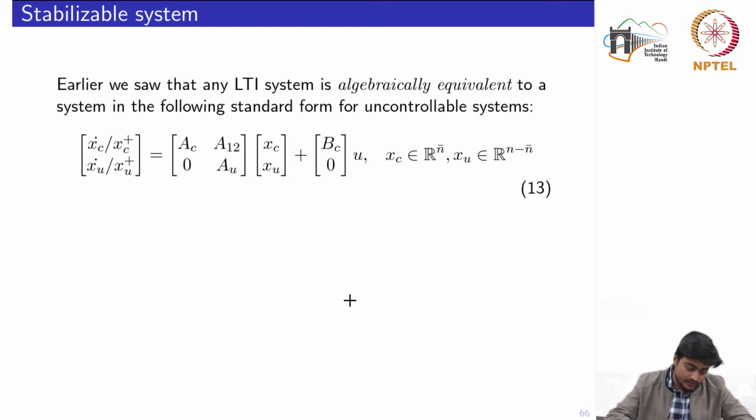Okay. So earlier we saw that any LTI system is algebraically equivalent to a system in the following standard form for uncontrollable systems. We are representing the continuous time and the discrete time by a derivative and by the advancement in time respectively. This is the upper right-hand-side triangular matrix in which we have decomposed, and similarly the B matrix, by introducing a non-singular matrix. If you want to recall the definition of algebraic equivalence, it was discussed in detail in the first week when we discussed the state space solution and realization.